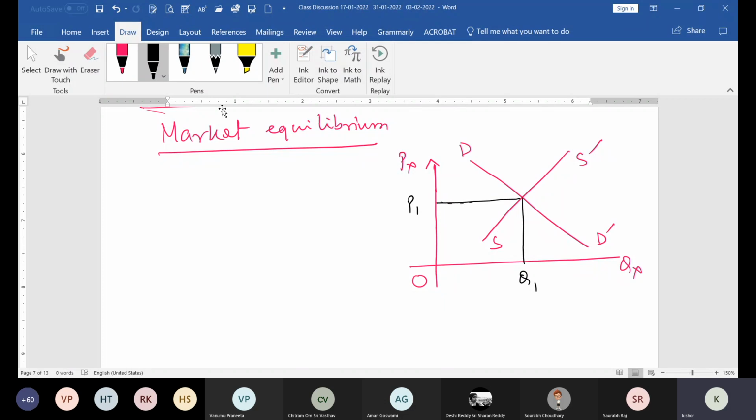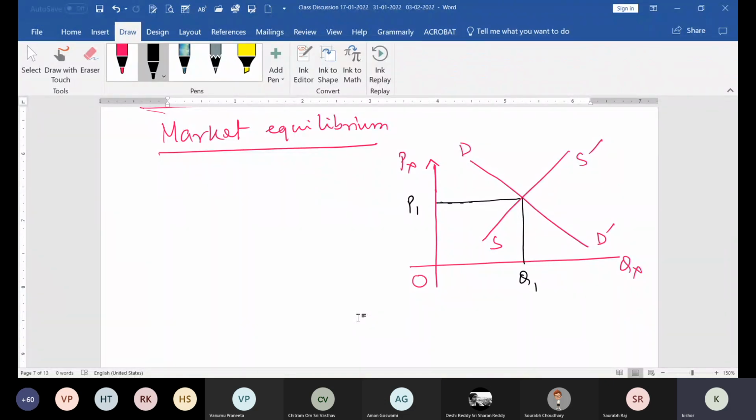Students usually make this mistake. Sometimes I ask them to discuss one, and they write the other. Any problem in hearing as well as seeing the file? No, sir. Okay. So sometimes I ask them to discuss consumer's equilibrium, they write market equilibrium. So be careful. I am telling it beforehand.